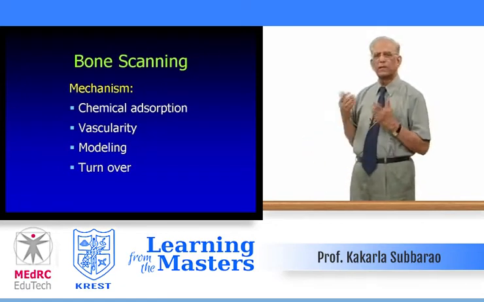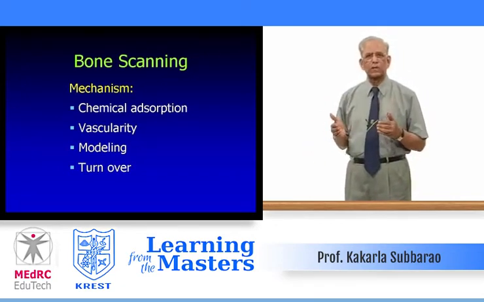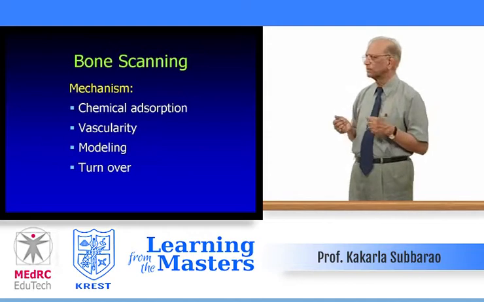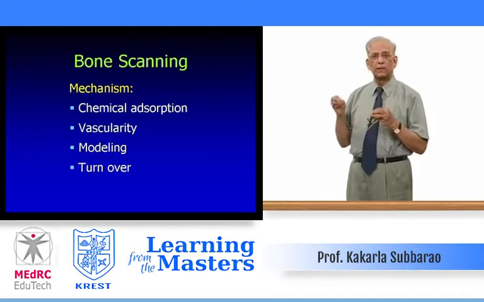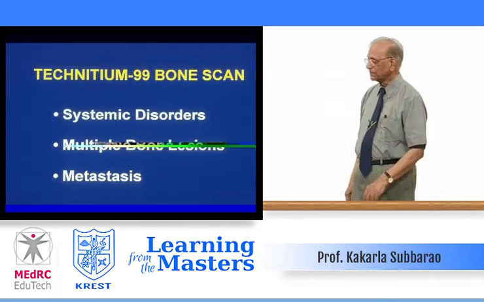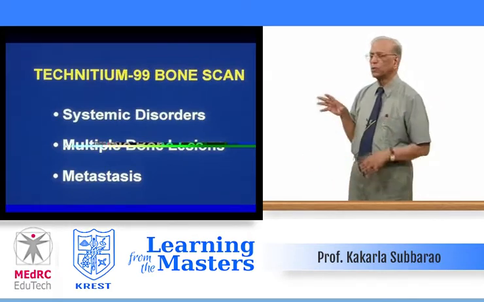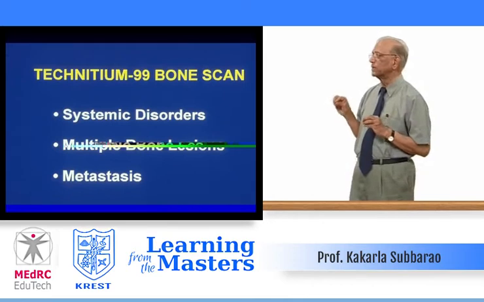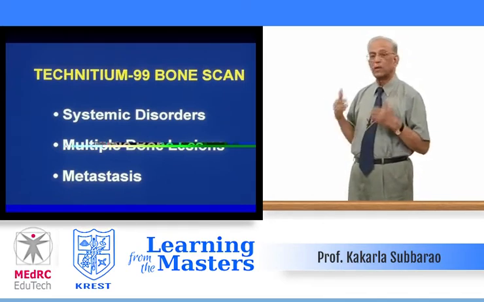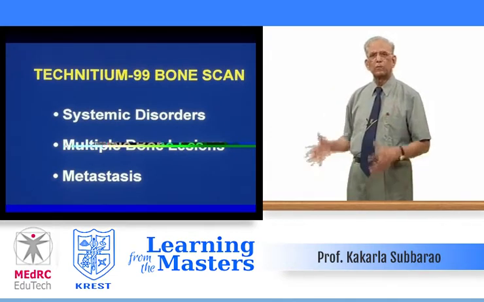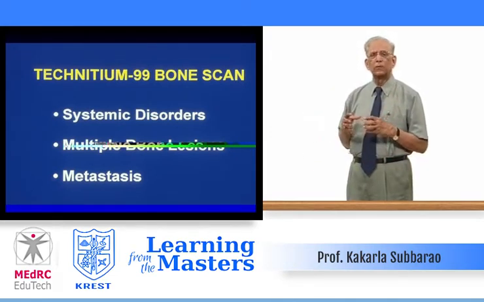Bone scanning, what is the mechanism? We are always stressed upon isotope bone scanning. How does it work? Chemical adsorption, vascularity. Whenever there is remodeling of the bone and a lot of turnover of the bone, they get active. The isotope that is used is generally technetium-99, and it can be used in systemic disorders whenever there are multiple bones involved. And mostly in our daily practice, we use it to know where the metastasis occurs.